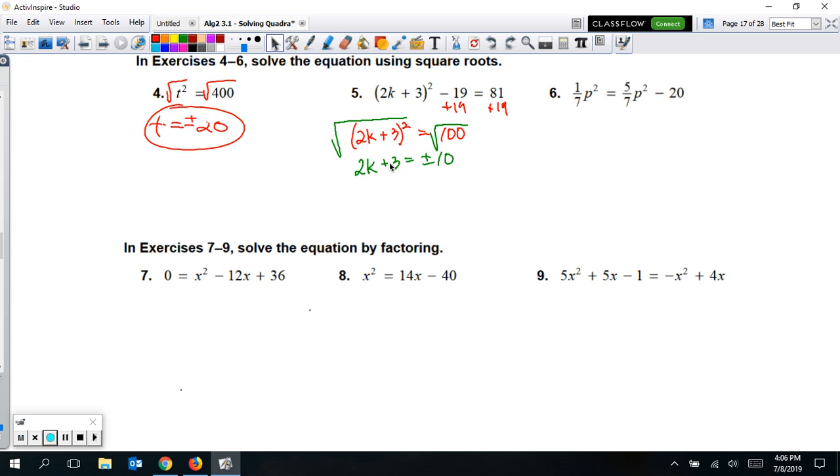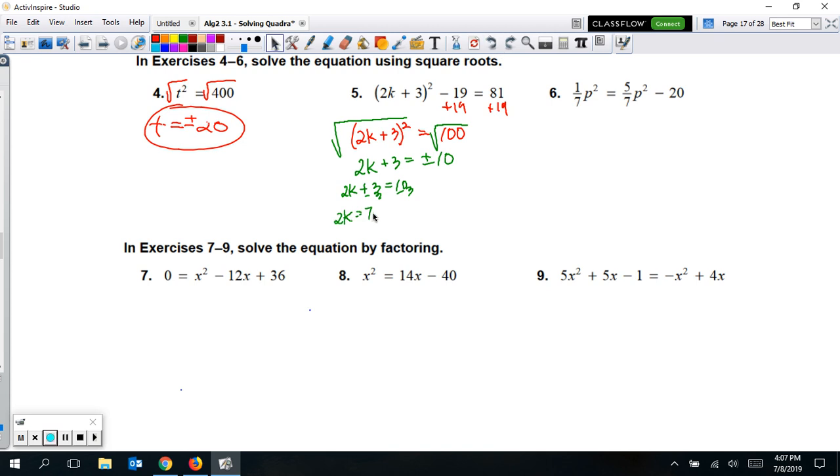But this part equals 10 and this part equals negative 10. There's going to be two separate equations you're going to have to now write. You're going to need to break apart this plus or minus symbol. So one equation we'll use as positive 10. So 2k plus 3 is equal to positive 10. And we need to solve this. So we're going to subtract 3 from both sides. So 2k will equal 7 from 10 minus 3.